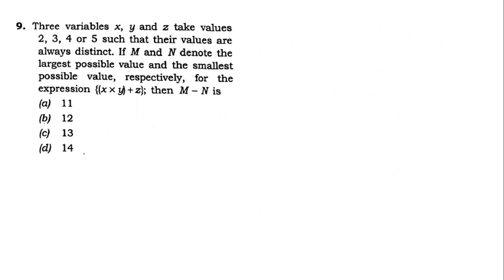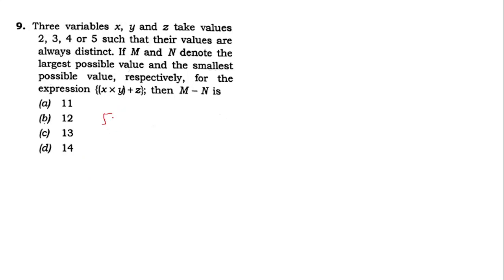Next one. This is quite an easier question. Three variables x, y, and z take values 2, 3, 4, 5 such that their values are always distinct. If m and n denote the largest possible and smallest possible value respectively for the expression, so we use the expression. First, we'll go with the largest value possible.